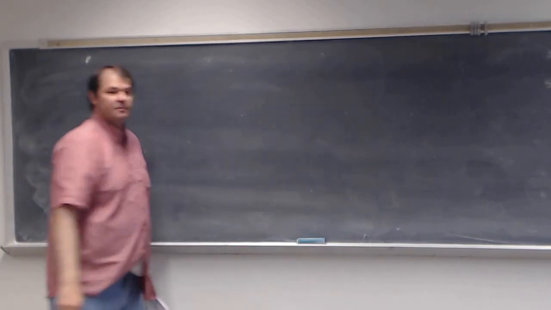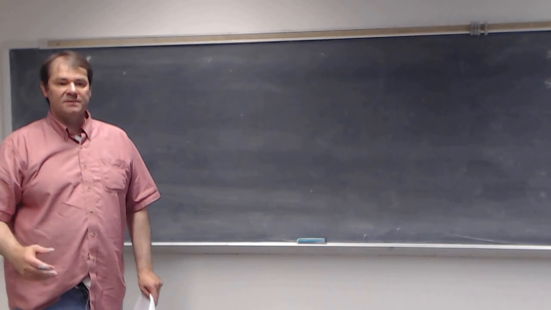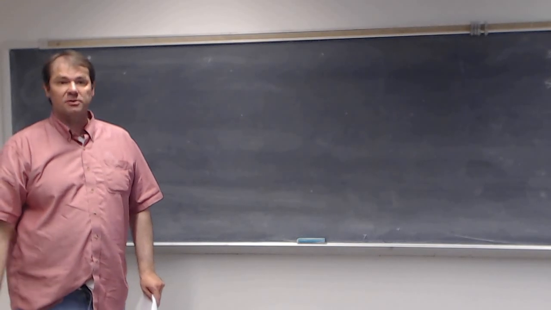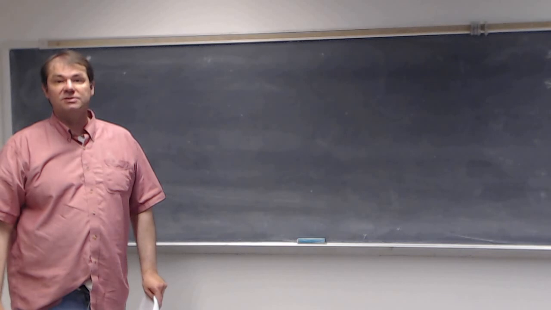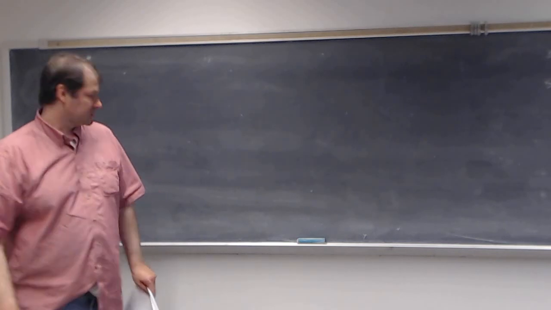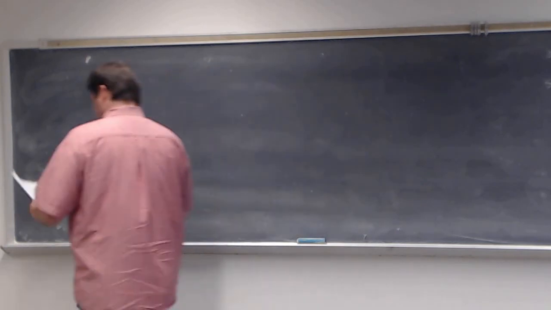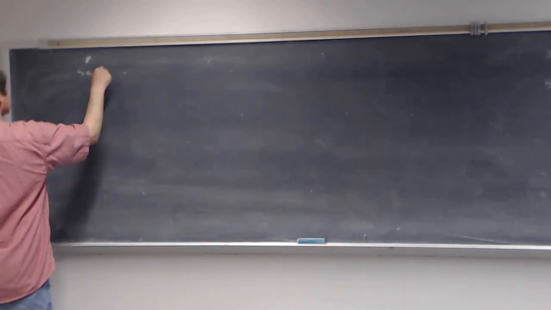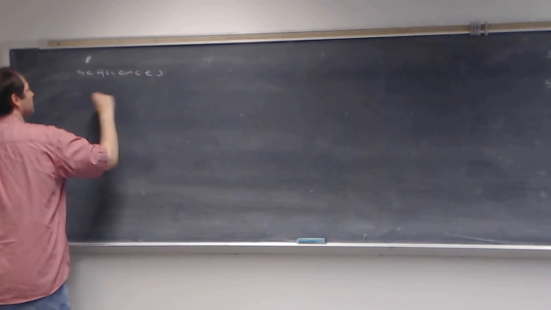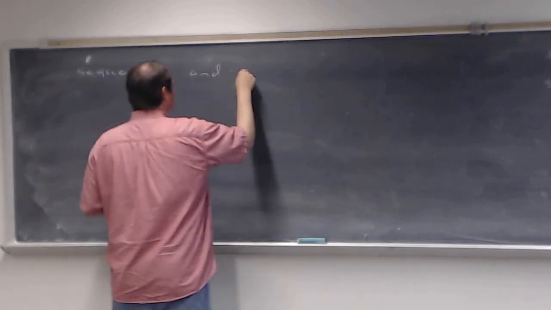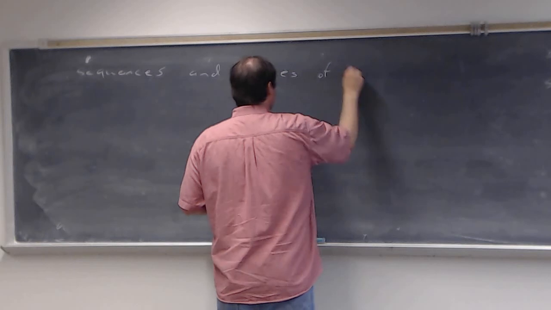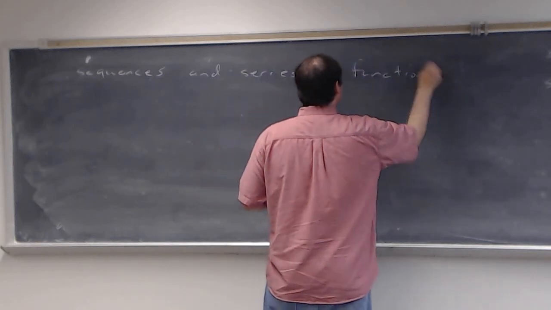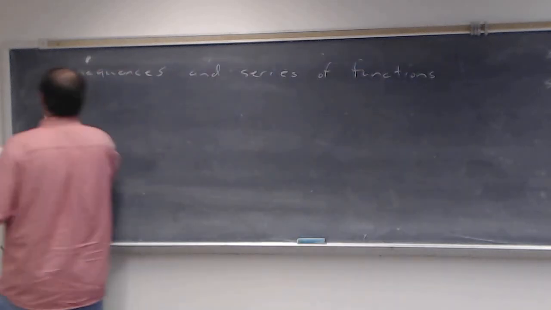For chapter 7, it's somewhat analogous to what we did in chapter 3, where we were talking about convergent sequences. But instead of having sequences of numbers, we're going to be talking about sequences of functions. That's what chapter 7 deals with. So here it's sequences and series of functions. Okay, this is chapter 7.